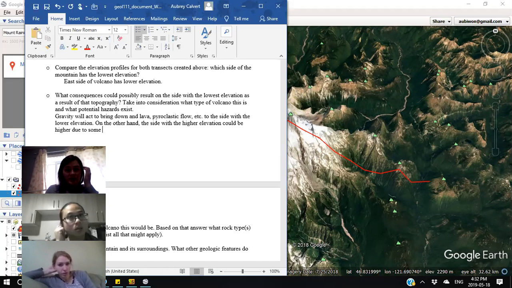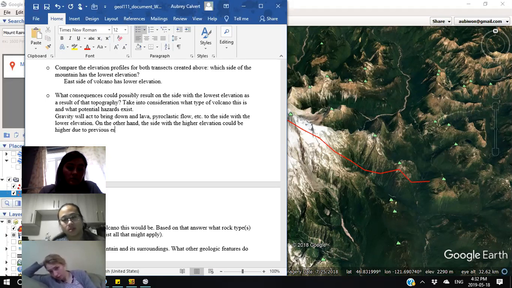Oh, okay. Cool stuff. Okay, why are we saying, on the other hand, the side with the higher elevation could be higher due to previous eruptions that had layers of slow flowing or pyroclastic materials that just built up on top of it.